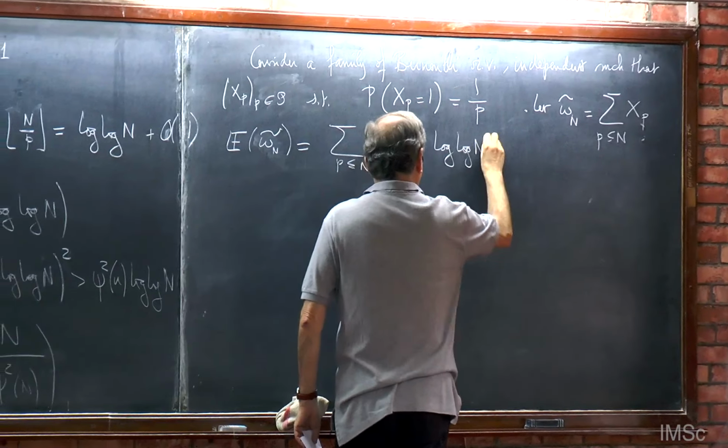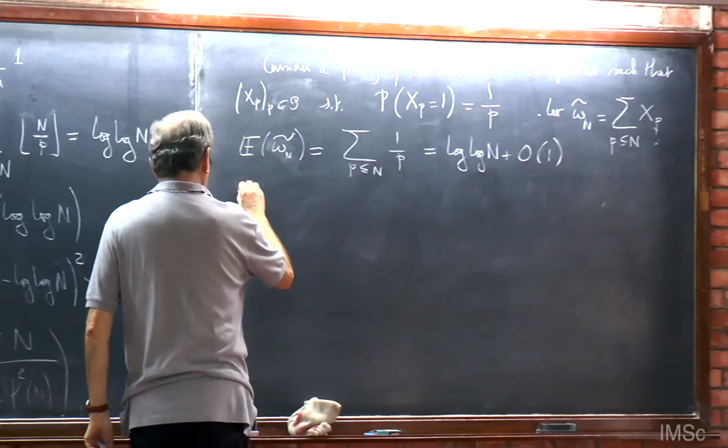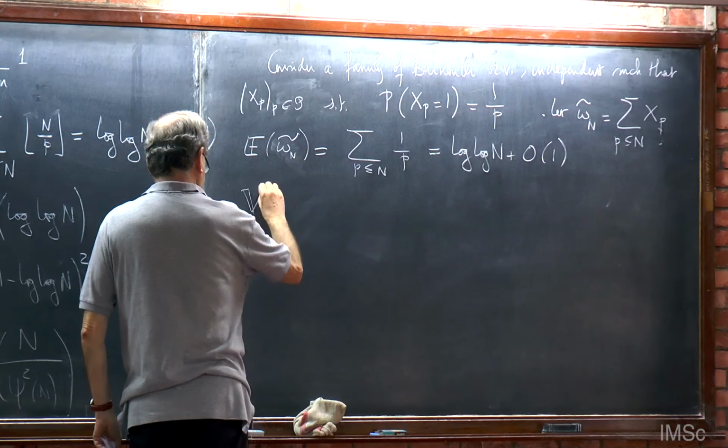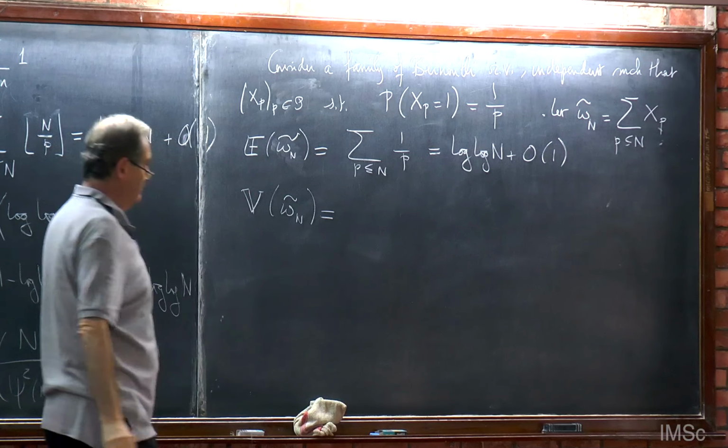Okay? Now we try to get something about the variance, the dispersion, which is more or less the same thing as the mean square. Here we were looking at the mean square. In probability, it is maybe better to look at the variance. So you look at what is the variance of omega n tilde.